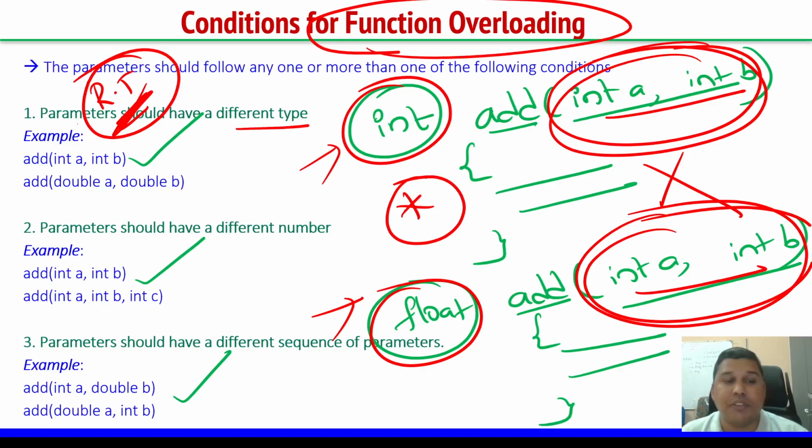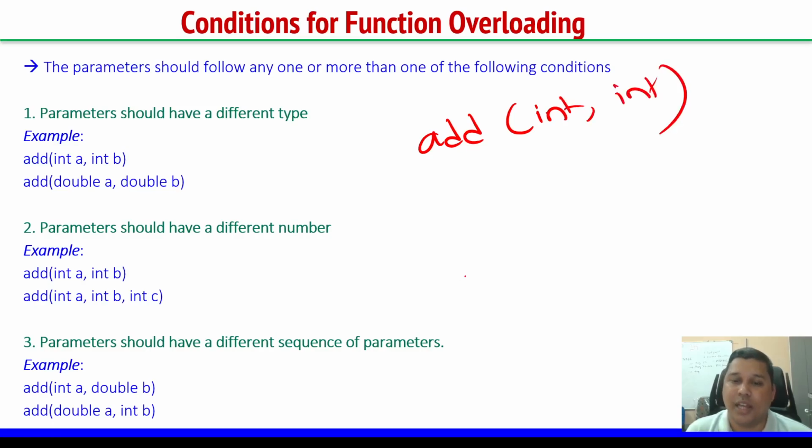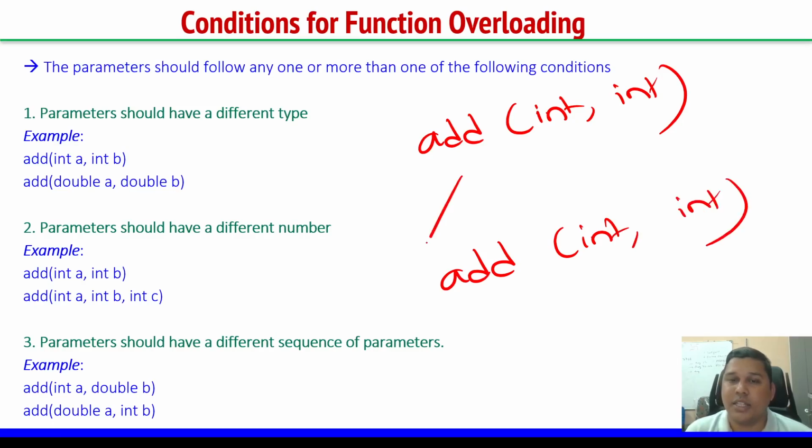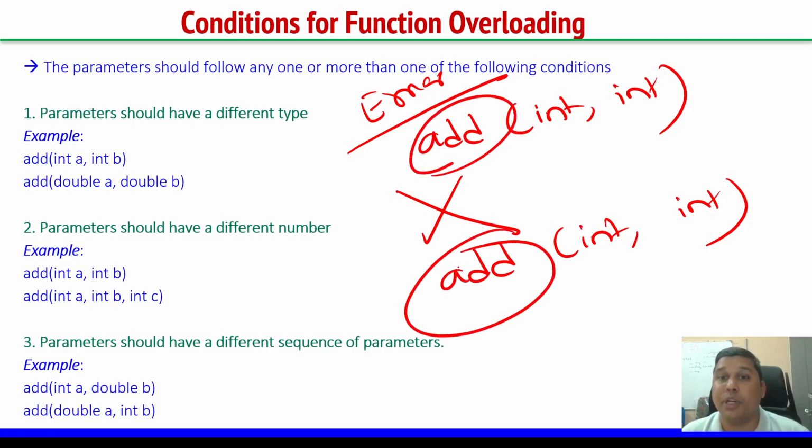Okay, if both function names are the same and also the same data types, then which will execute first? Some question is like this. I have add with int and int. Again I have add with int and int. This is not at all allowed. This is an error, because it is not function overloading. It will say the same function is doing the same task.